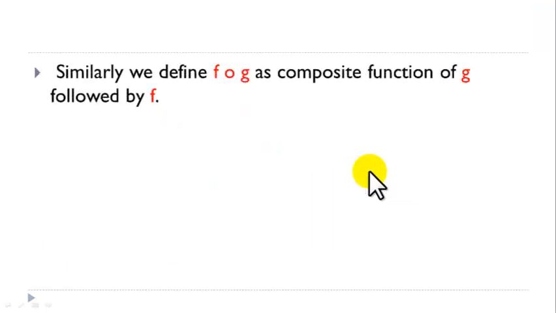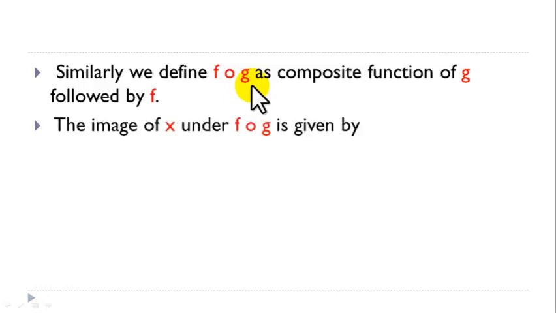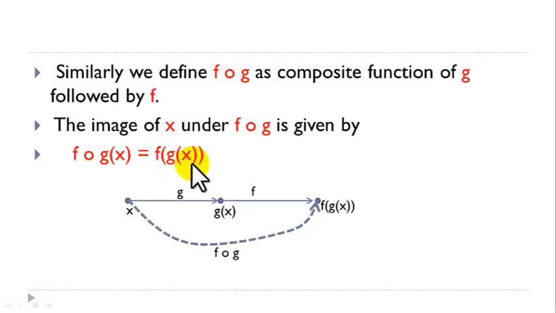Similarly, we define f∘g as the composite function of g followed by f, and the image of x under f∘g is given by f∘g of x is equal to f of g of x. And the illustration for this is this. The image of x under g is g of x. Then the image of g of x under f is f of g of x, which is equal to the image of x under f∘g.